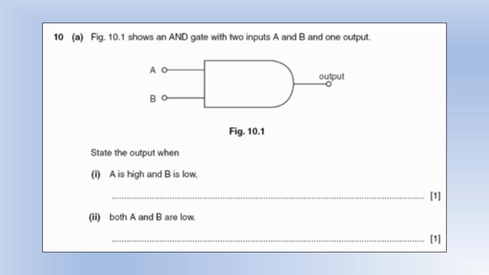So we've got an AND gate with inputs A, B and one output. State the output when A is high and B is low. It's low or 0. If A and B are both low, it's low as well. It's a regular AND gate. We can only have a high output if A and B are both high.